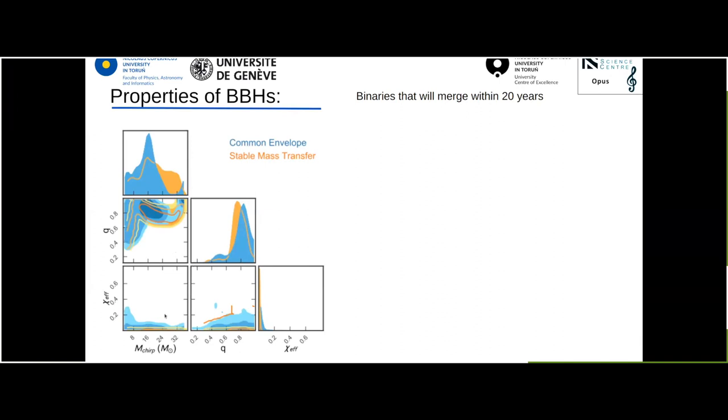What I'm showing here is the distribution of observable properties of binary black holes, chirp mass, chi effective, and mass ratio, that would merge within the next 20 years, and thus would also be detectable from the ground-based detector. All these signals would be loud, with signal to noise ratios of 10 to 100, as I just showed before in the previous slide. So there's really no need to calculate the signal to noise ratio of each one of them. What we see here is that the two subchannels produced similar distributions except for the chirp mass, where the stable mass transfer gives support for slightly higher masses.